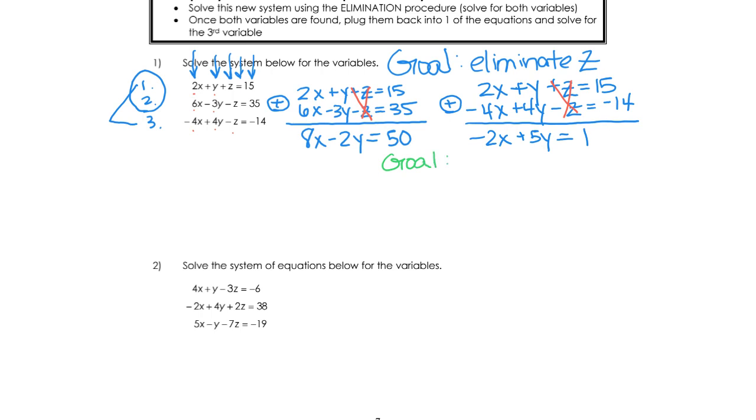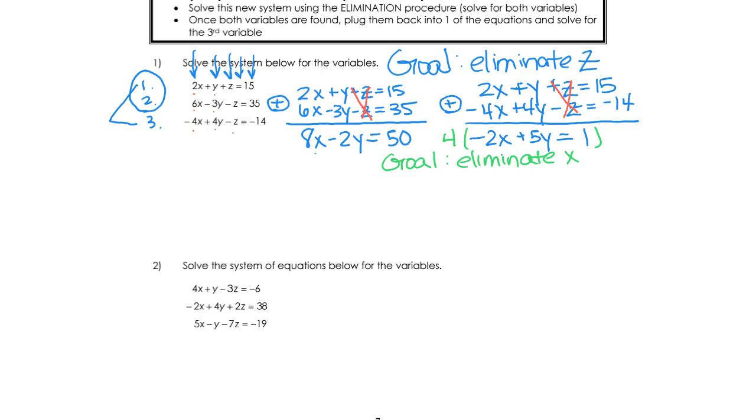Do we want to eliminate x or do we want to eliminate y? It is easier to eliminate x. Why? Because all we have to do is take this equation right here and multiply by a 4. That's going to turn it into a negative 8x. And if you look over here, we have a positive 8x, and they'll eliminate.